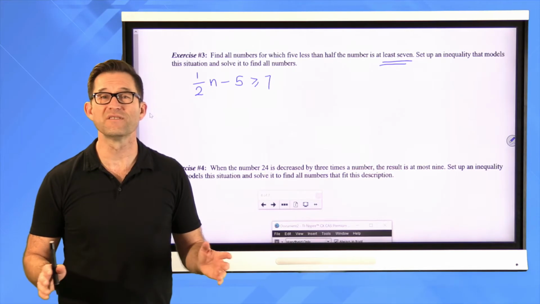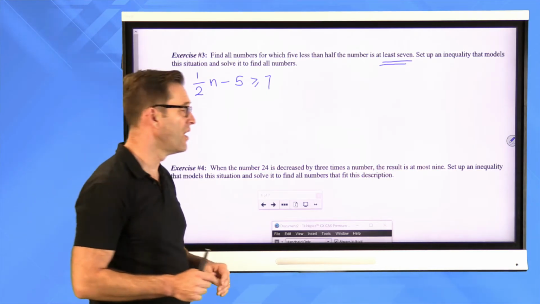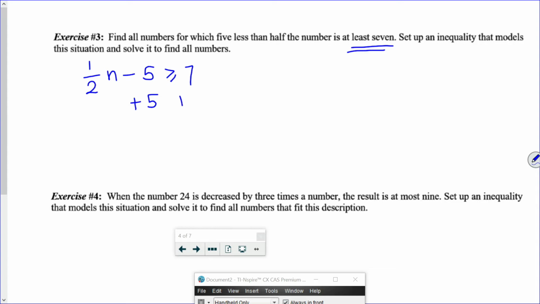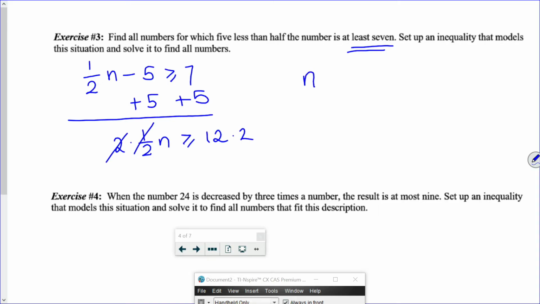All right, well, this one's easy. There's none of those little unfortunate pieces with dividing or multiplying by a negative. I'm just going to add a 5 to both sides. And I'll get 1/2 n is greater than or equal to 12. Okay, and now I can multiply both sides by 2 to get rid of the 1/2. And I'll get n is greater than or equal to 24.